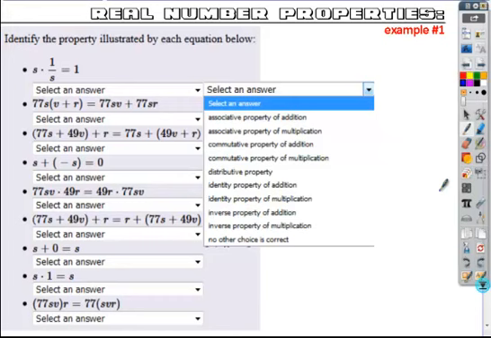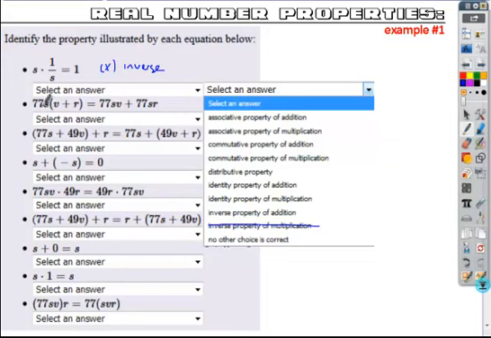All right, so going through this set, the first one we see that a number is multiplied by its reciprocal. That is the multiplicative inverse. So the inverse property of multiplication.